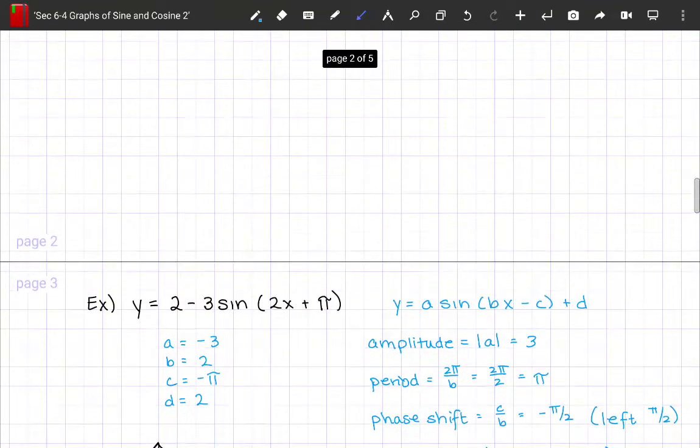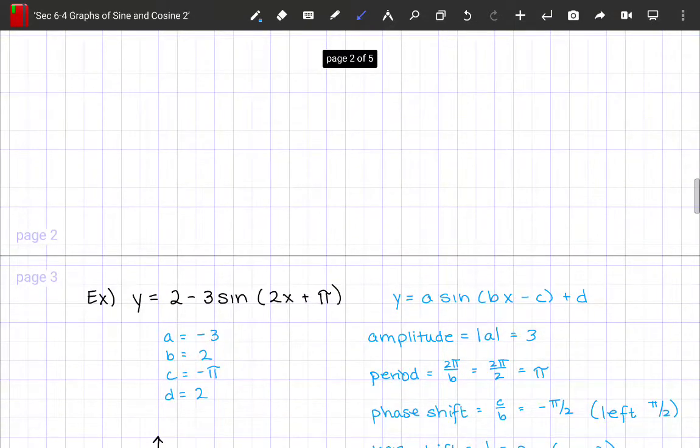All right, let's see how we did, first with just our values for A, B, C, and D. Hopefully you guys got these values here. So A is -3. B is a coefficient of x, which is 2. C, it says plus pi. It's kind of like our minus h plus k that we add. We're going to change the sign. So it says plus pi. That means C is -pi. And then D is +2.